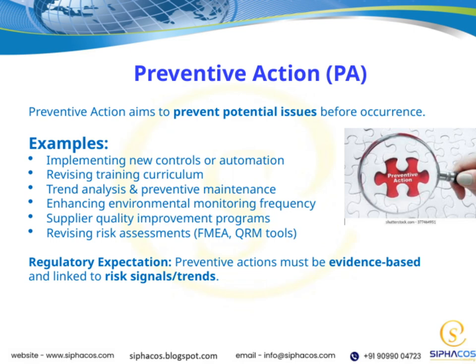It's important to remember that regulatory expectations emphasize that these preventive actions need to be evidence-based. That means they should be directly linked to risk signals or trends we've identified. This connection ensures that our proactive measures are targeted and effective, ultimately supporting the overall goal of quality and safety in our processes.